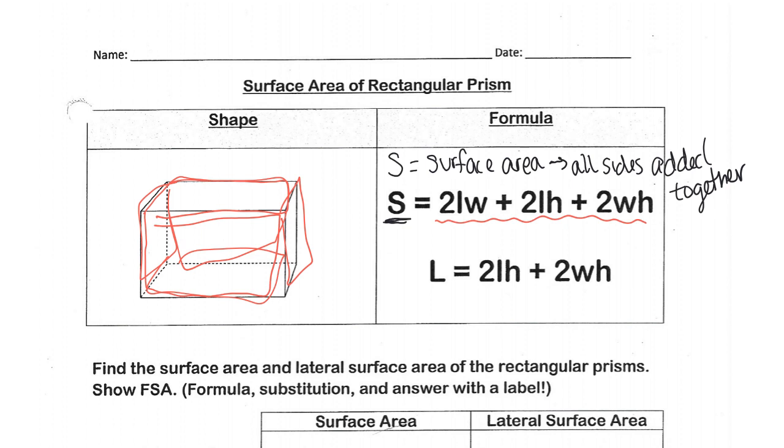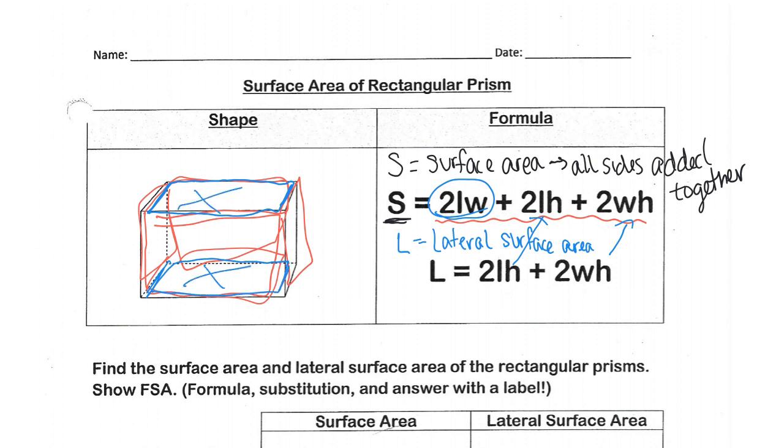Whereas this L stands for lateral surface area. And if you look at the difference between the formulas, that matches. The difference is this 2LW, which means that lateral area does not include the top or the bottom.